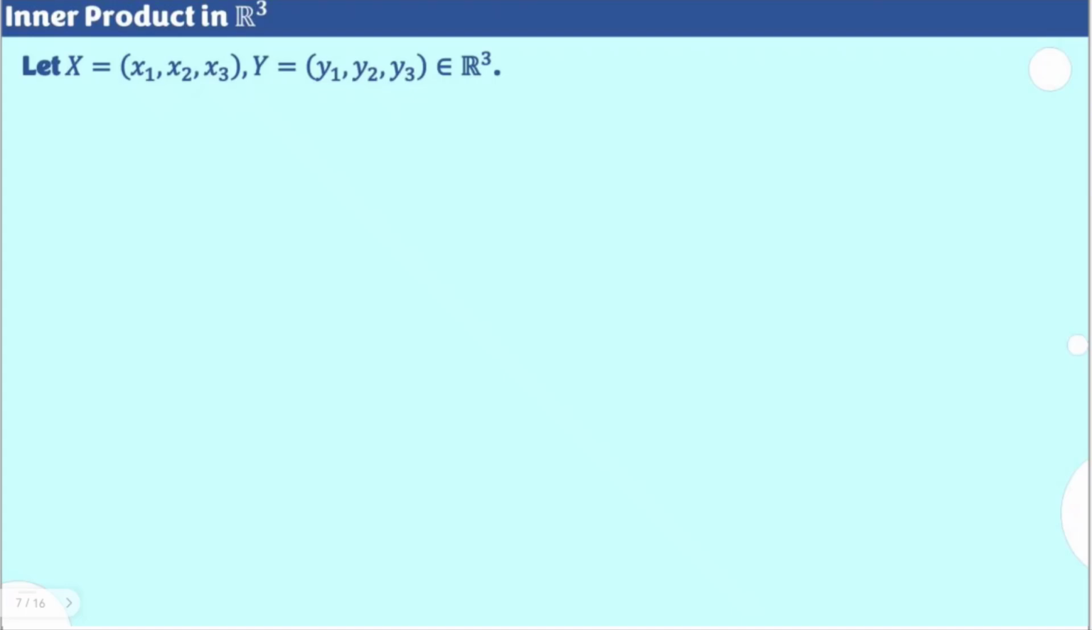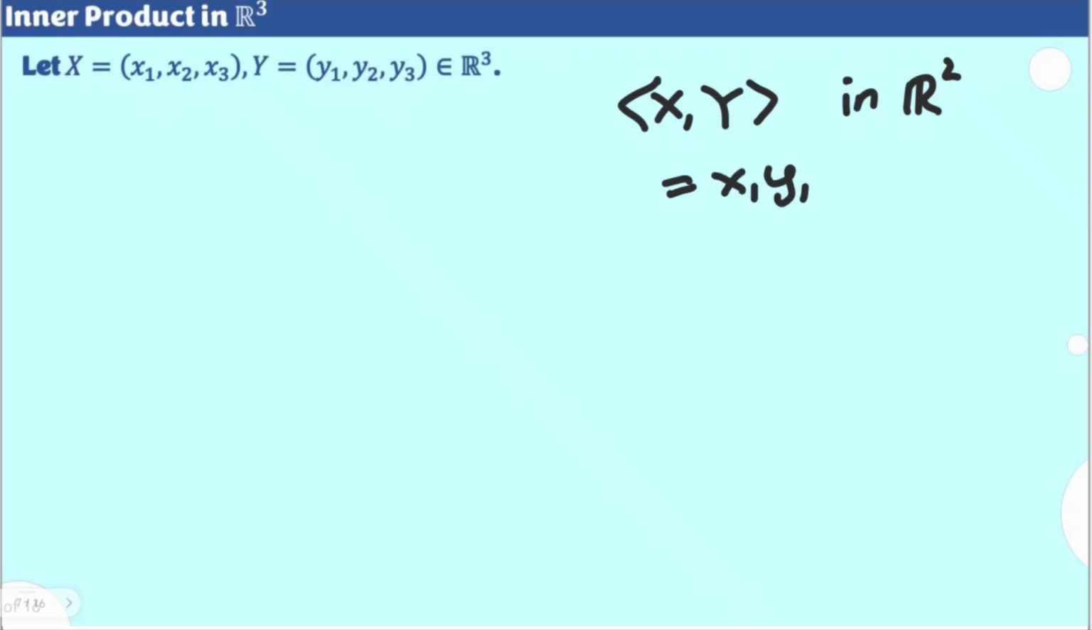For this video, let's talk about the inner product in R3. Now we know that the inner product in R2 corresponds to this expression. Let's say we have here x and y, and in R2, we are simply going to multiply the first components of your vectors, x sub 1 and y sub 1, plus x sub 2 and y sub 2. Okay, this is how we solve the inner product in R2.